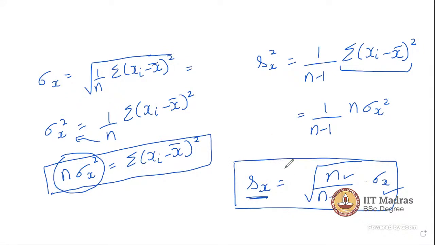Yes, sir. Sir, isn't it the other way? Population standard deviation is equal to sample standard deviation into root of n minus 1 by n. Yeah, just take it to that side and you will get the other relation. Oh, okay. Yeah, right.